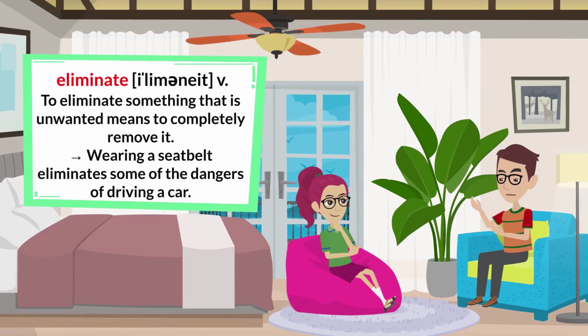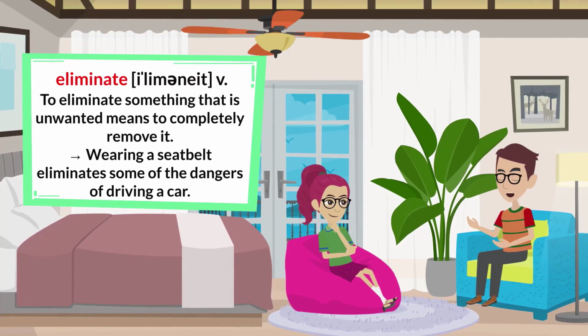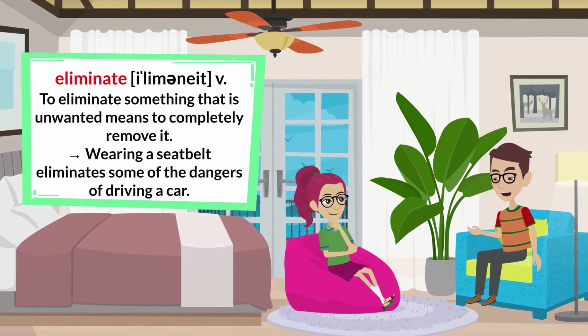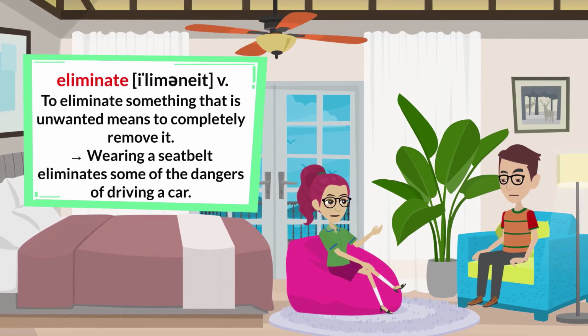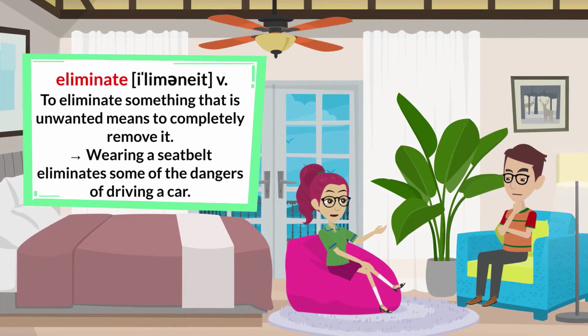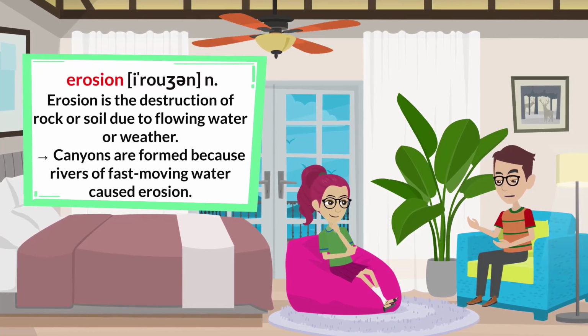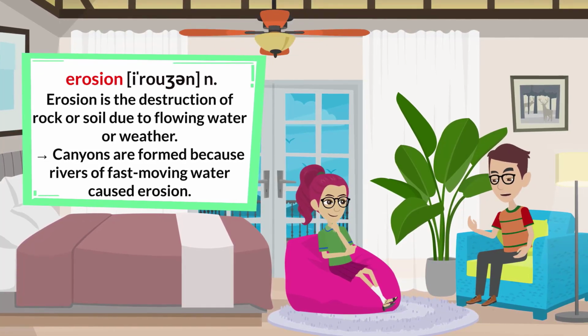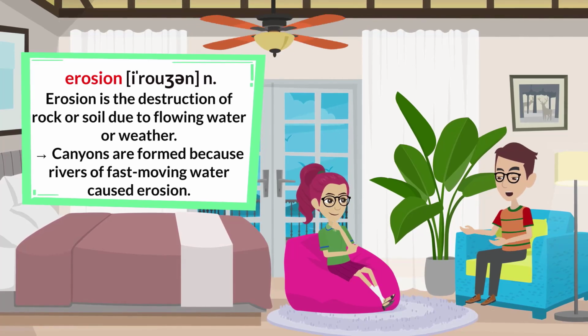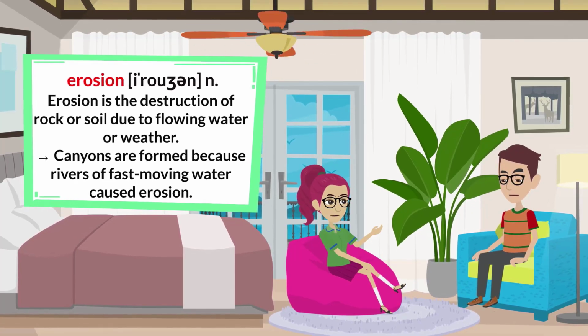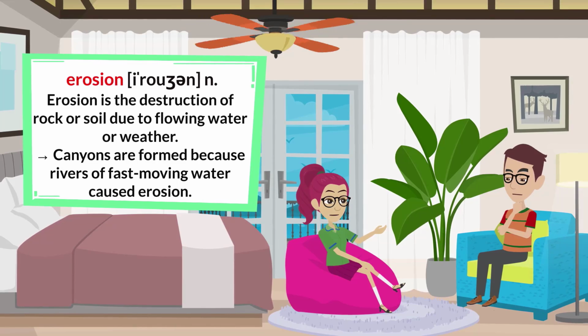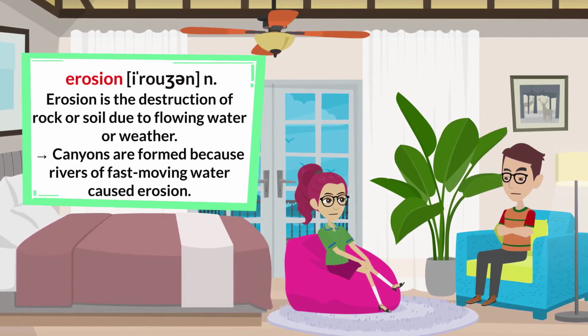Eliminate. To eliminate something that is unwanted means to completely remove it. Wearing a seatbelt eliminates some of the dangers of driving a car. Erosion. Erosion is the destruction of rock or soil due to flowing water or weather. Canyons are formed because rivers of fast-moving water caused erosion.